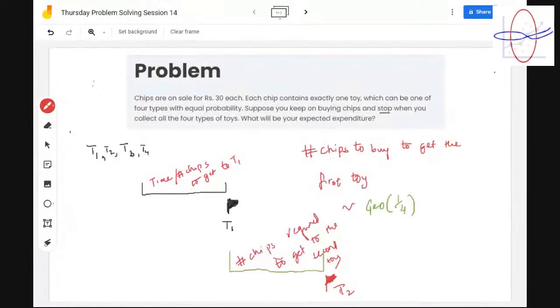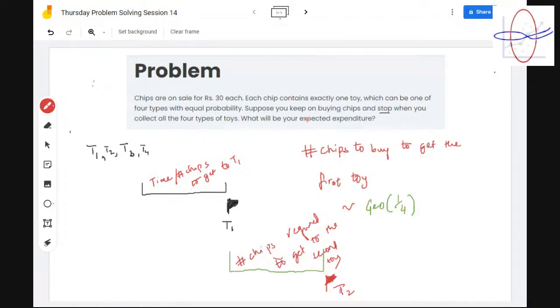Perfect. So understand this now. Proma, are you understanding? Proma is here. Proma, let me know if you're understanding or not. Okay.